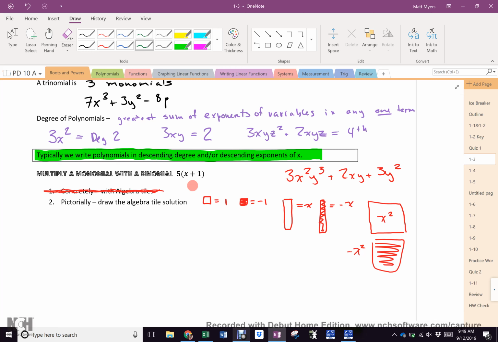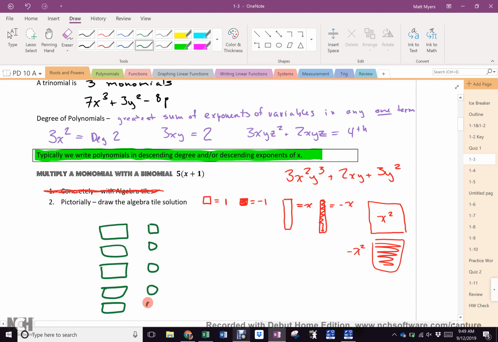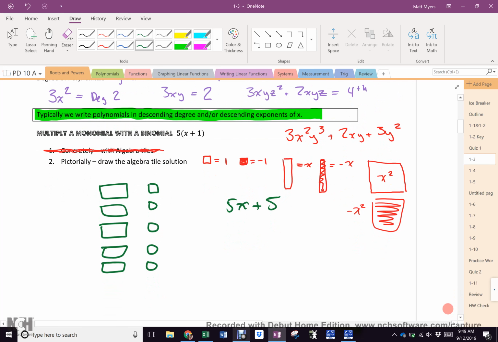5 times x plus 1, right? Okay, so x plus 1. How many of them do we need? 5. 2, 3, 4, 5. And what's the answer? How many x's are there? 5 x's. How many 1's are there? 5. Done.